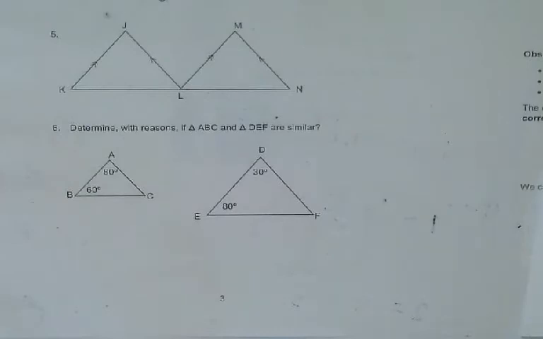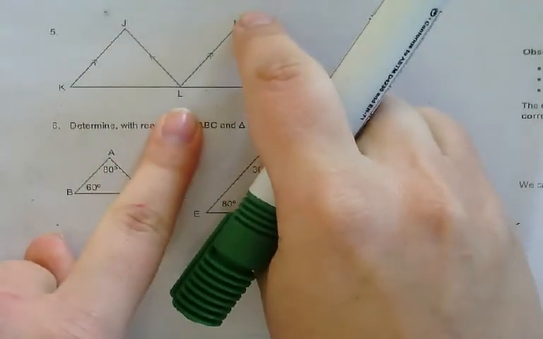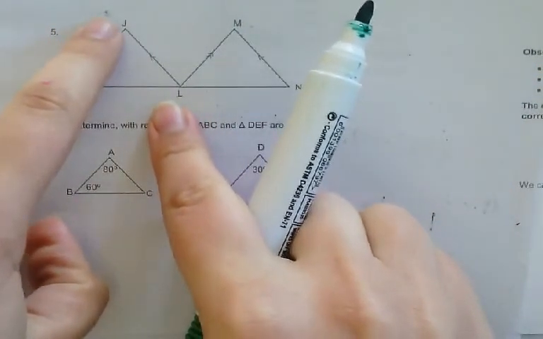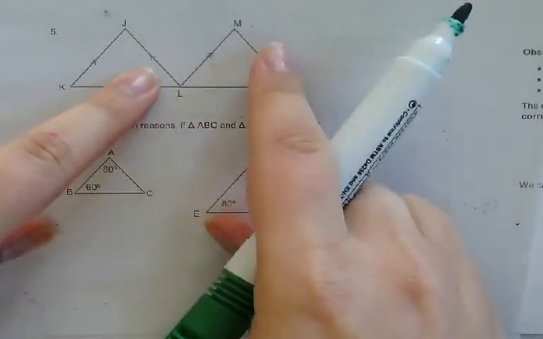Okay, let's have a look on the board. I can see that KJ is parallel to LM, and I can see that MN is parallel to JL. I can see that because there are double arrows there and single arrows there.